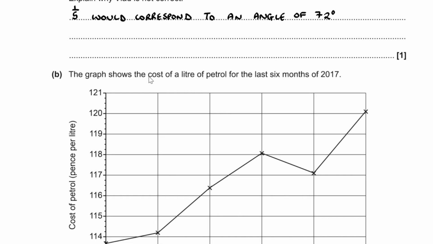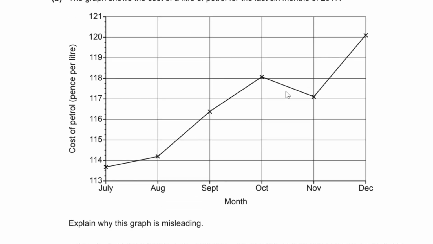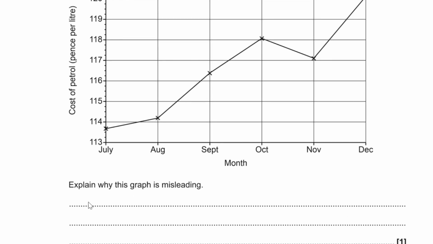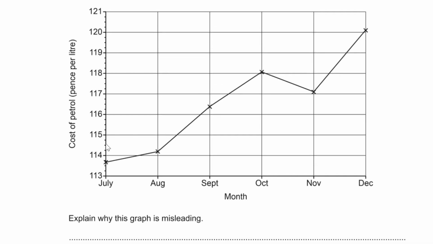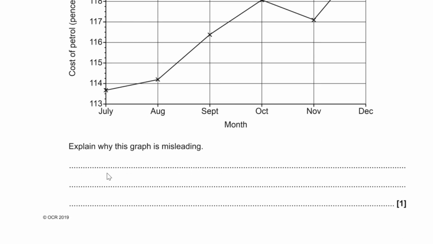Now for part B, the graph shows the cost of a litre of petrol for the last 6 months of 2017. So that's what we see in this graph. And we have to explain why the graph is misleading. Well, one reason is if we take a look at the axis over here, you can see that it does not start at 0. So one reason why the graph is misleading is it does not start at 0.